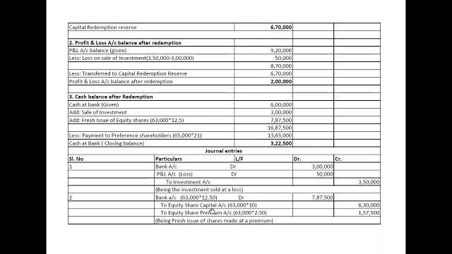The amount that will be transferred to the equity share capital account: 63,000 into 10, 6,30,000 will be transferred to equity share capital account. Then the amount to be transferred to the securities premium account is 63,000 into 2.50.